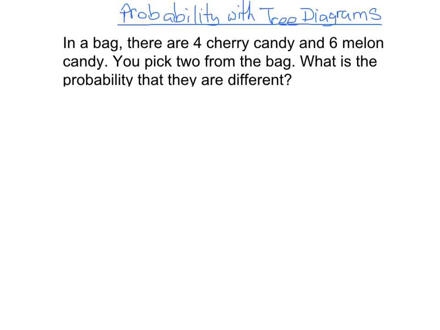The way the tree works is every time a choice has to happen, you see the choices that are available. If you start right here, that's you. Your choices are either you will pick a cherry candy, let's call that C, or you go in the other direction and pick a melon candy. And again, that's the first time you pick, so let's call that first pick.